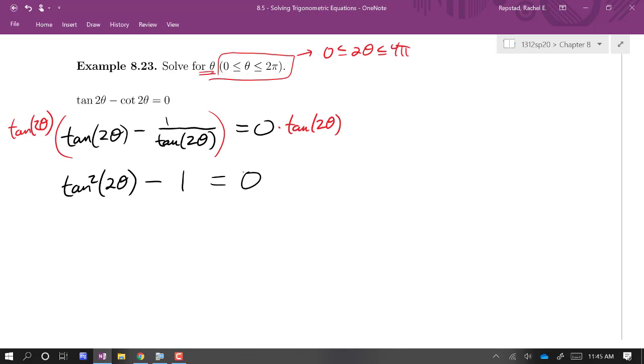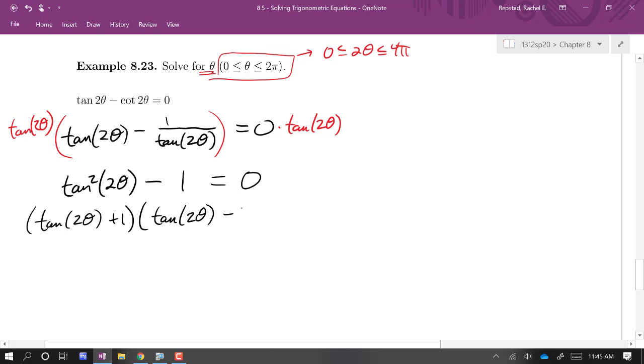Okay, so this is another quadratic. It's a quadratic in tangent, but this is a difference of squares, so we could factor it as tan 2 theta plus 1 times tan 2 theta minus 1. That means that we're going to set each of these factors equal to 0 again, so tan 2 theta plus 1 equals 0, or tan 2 theta minus 1 equals 0, which means that tan 2 theta is either negative 1 or it's positive 1.